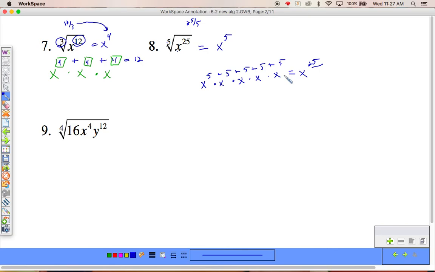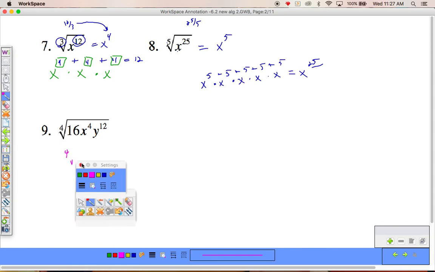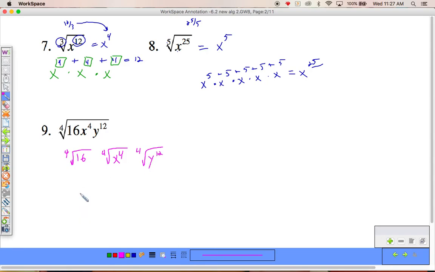All right, last one, I believe. Yes. Just a quick little lesson. When I have multiple terms underneath a root, I'm going to write this as 3 separate roots. I'm going to take the 4th root of 16, the 4th root of x to the 4th, and the 4th root of y to the 12th.